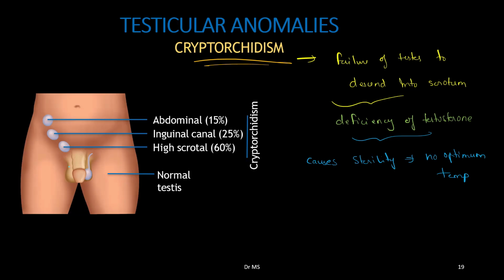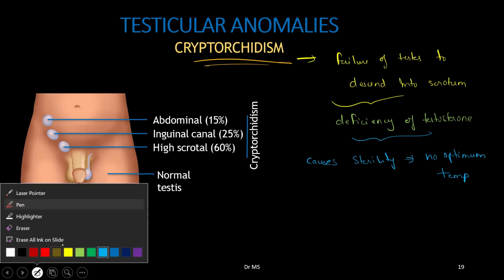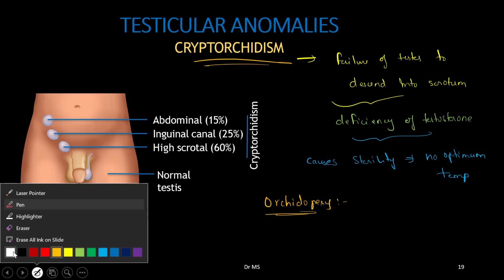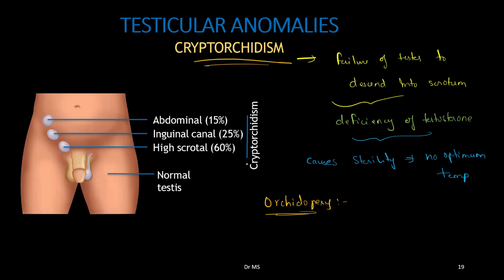So that surgery is called orchidopexy, which is the surgery performed to correct cryptorchidism. Remember this. Understood? Yes, sir.